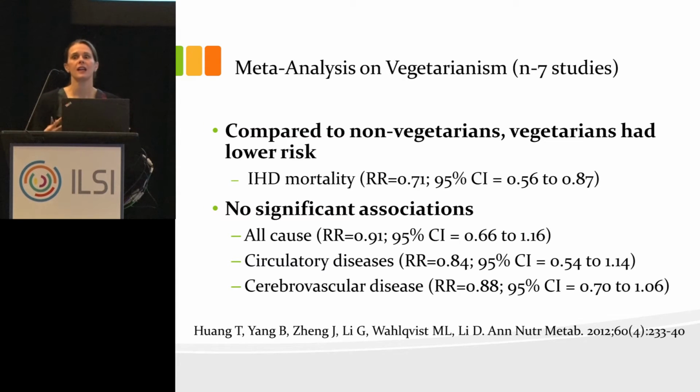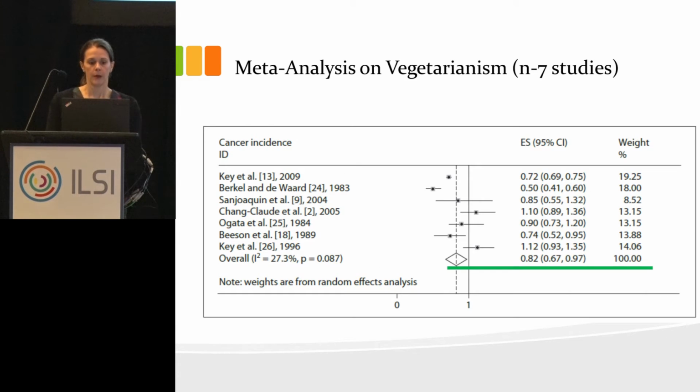So there have been a lot of studies looking at vegetarian health, and so I'm just going to show you 2 slides on the meta-analysis of that. So compared to non-vegetarians, vegetarians do have a lower risk of ischemic heart disease, but no significant associations with all-cause mortality, circulatory diseases, or cerebrovascular diseases. But we do see a strong association with the incidence of cancer.